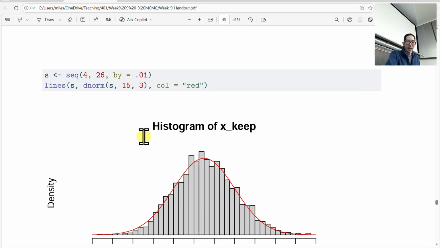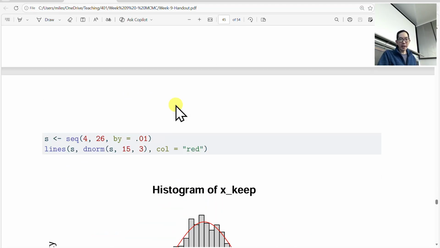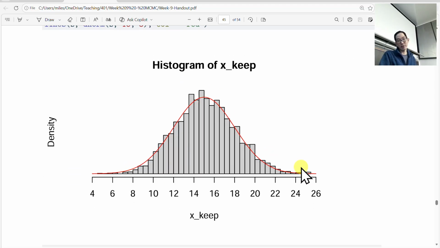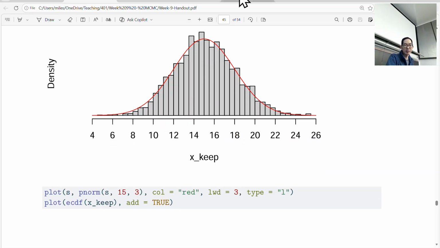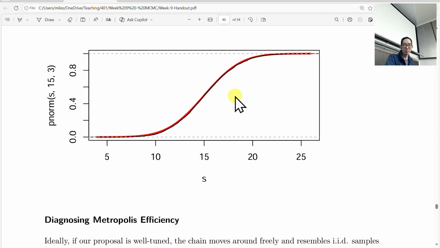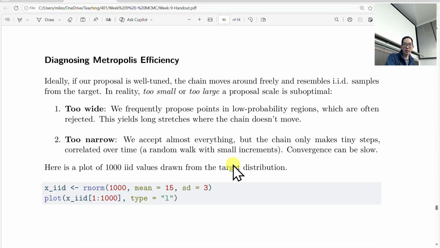And then I just say, let's look at the values that I kept. This is the distribution of the values that I kept, which seems like it fits our target distribution pretty well, where we have a mean of 15 and a standard deviation of 3. I can look at my empirical CDF, which we get a pretty good match, and so on.